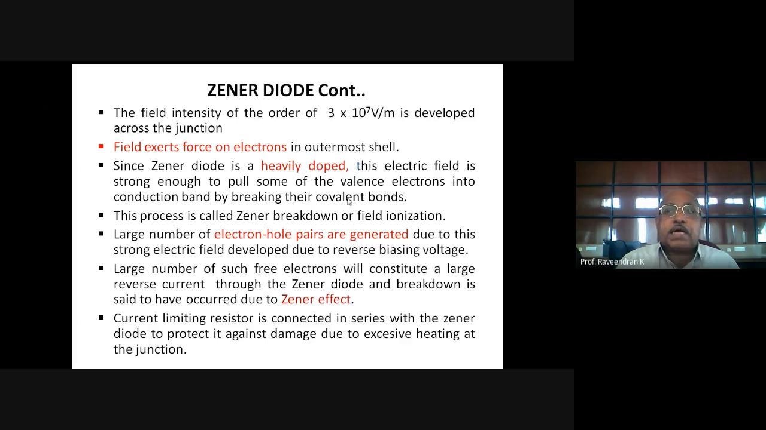Usually, in order to limit the current, we have to connect a current limiting resistor in series with the Zener diode. Otherwise, what happens if the current is increased more and more? The junction will get heated up, the reverse current will get larger, and the junction will be heated up more and more, and finally a permanent damage of the junction may occur. That should not happen. That's why a current limiting resistor is always connected in series with the Zener diode.